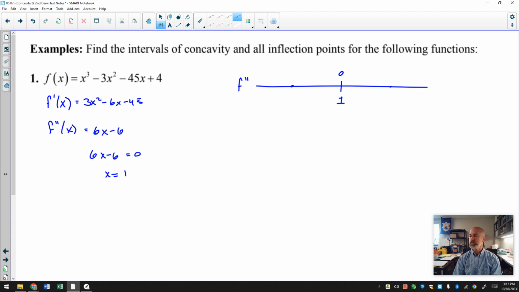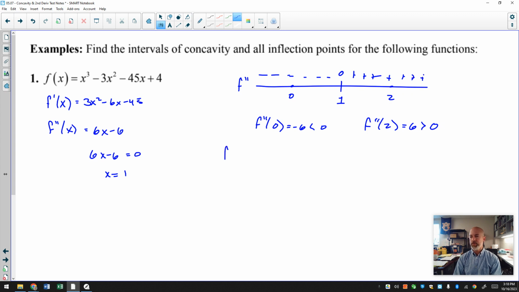And then I pick test points, something on the right of 1, something on the left of 1, and we plug those into f double prime of x. f double prime of 0 would be 6 times 0 minus 6. That is a negative value. So if f double prime is negative at 0, it will be negative for all values left of 1. f double prime of 2 would be 6 times 2 minus 6. That is 12 minus 6, a positive value, so everything to the right of 1 will be positive.